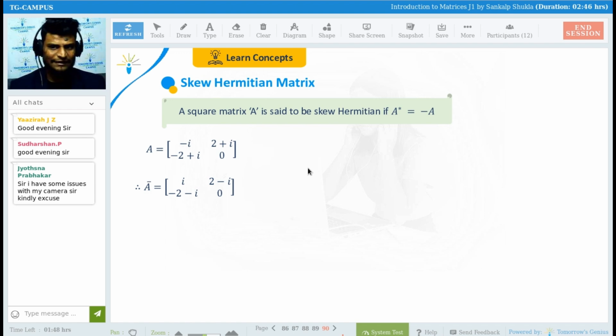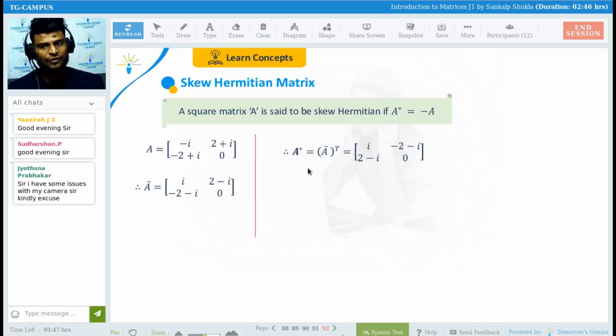It will be I, it will be 2 minus I, minus 2 minus I and 0. Now I'll take the transpose. So transpose is what? It is I, minus 2 minus I, 2 minus I and 0. Now you can see, in the original matrix, this was minus I. But in the new matrix, this is I. Okay?